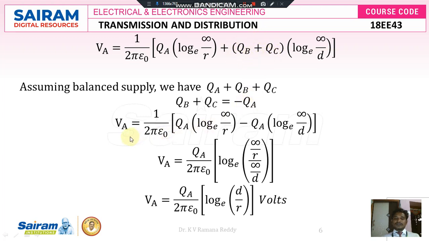The remaining equation becomes VA is equal to 1 by 2 pi epsilon naught of QA ln of infinity by r minus QA ln of infinity by d. This looks like log a minus log b, so I can take QA as common. Therefore VA is equal to QA divided by 2 pi epsilon naught log base e of infinity by r divided by infinity by d. The denominator term I can write as d by infinity, so infinity gets cancelled. The remaining equation is VA is equal to QA divided by 2 pi epsilon naught ln of d by r volts.